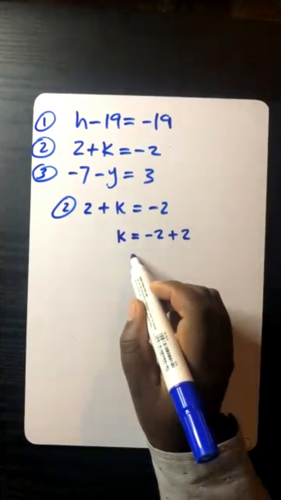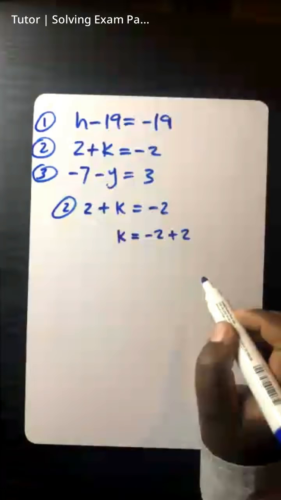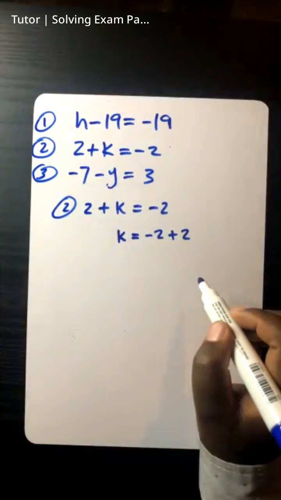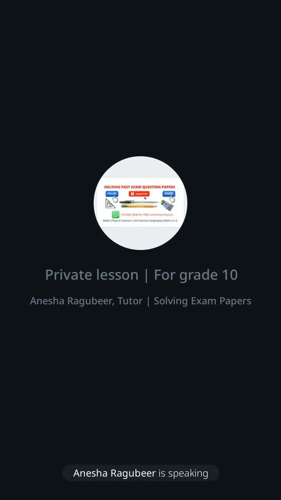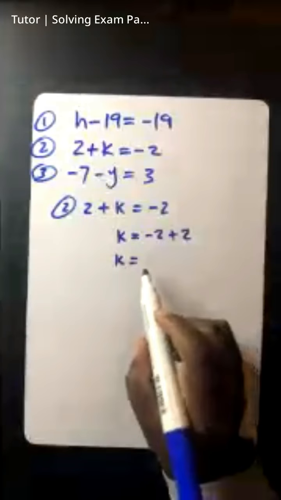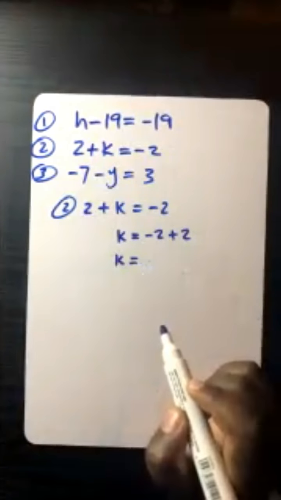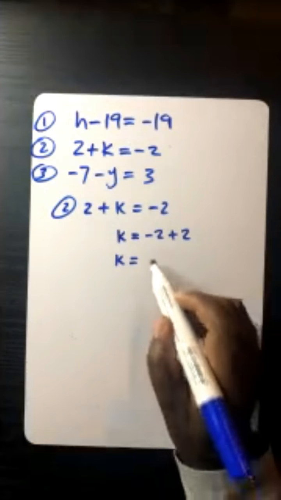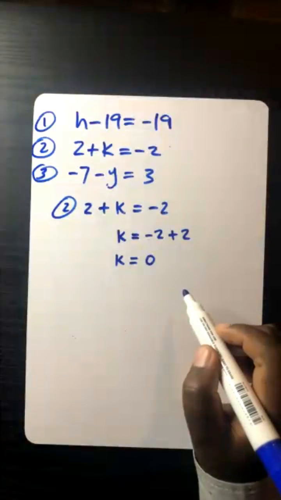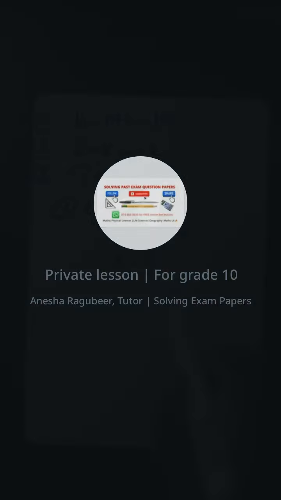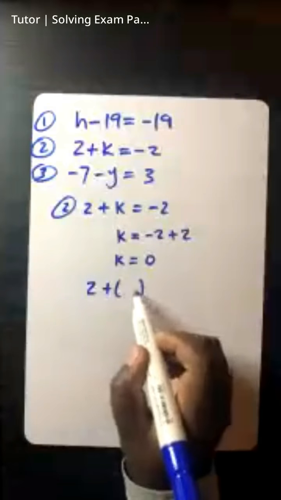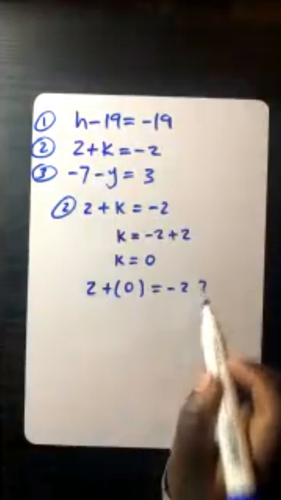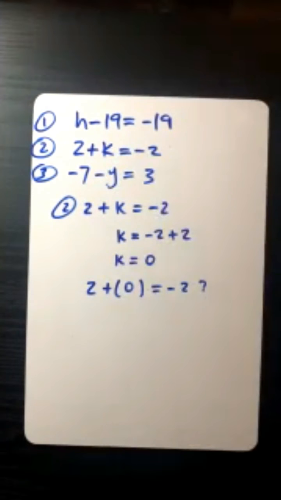Okay. Then what's the next step? Then you have to take your answer, which equals k. So what is that answer, Shreyas? 0. Which is 0, right? Yes, sir. So when you say 2 plus 0, does it give you a negative 2? No, sir.